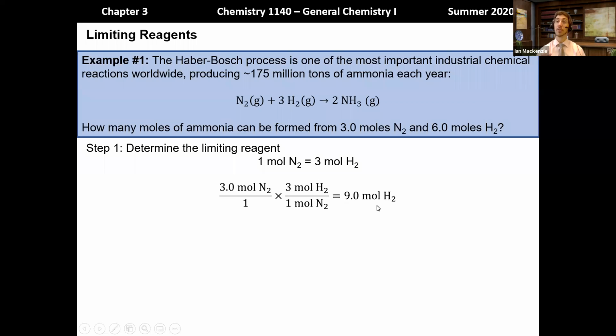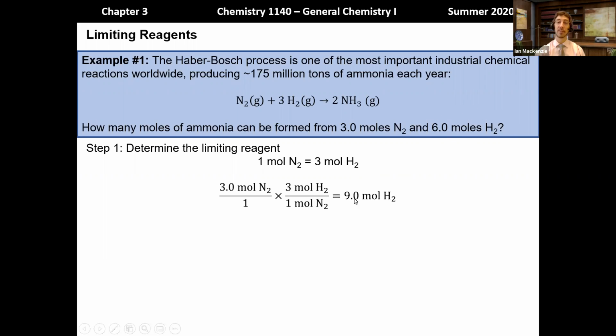Now I take this value that I've calculated and I compare. Is this more than the amount that I actually have or less than the amount that I actually have? If it's more than the amount that I actually have, as it is in this case, then I know that hydrogen must be the limiting reagent because I need more than what I actually have.